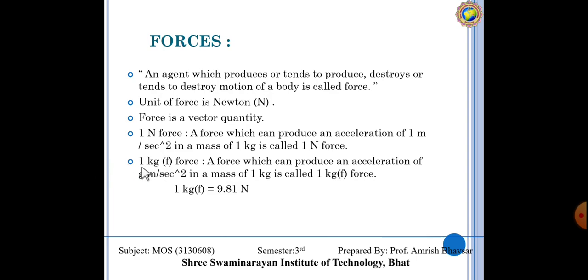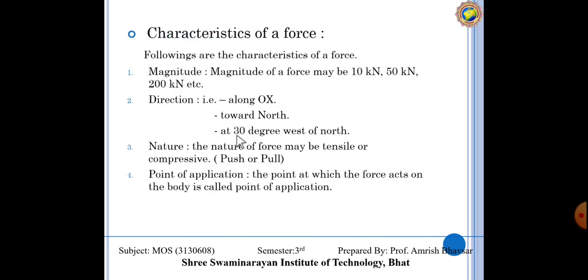And what is 1 kg force? A force which can produce an acceleration of g meter per second square in a mass of 1 kg is called 1 kg force. Means 1 kg is equal to 9.81 Newton. This g is equal to 9.81, that we know. So 1 kg is equal to 9.81 Newton. That we have to remember afterwards also.